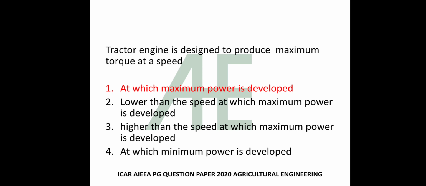Tractor engine is designed to produce maximum torque at a speed: lower than the speed at which maximum power is developed, higher than the speed at which maximum power is developed, or at which minimum power is developed. The answer is at which maximum power is developed.